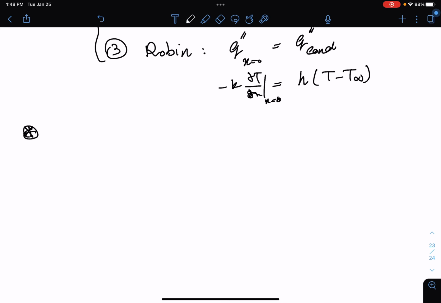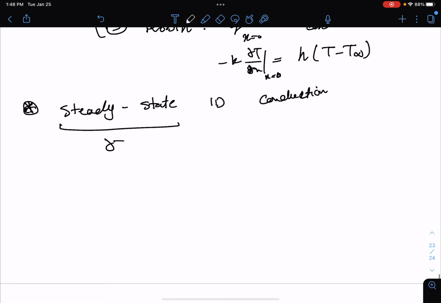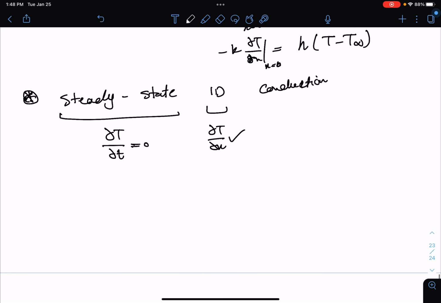The most simple case, the conduction case, is a steady state one-dimensional conduction. A steady state means that there are no changes with time. So partial T partial t is 0. And one-dimensional, we only have partial T partial X, which is essentially something like this. Let's say you have 2 sides of a wall, and this is an infinite wall.